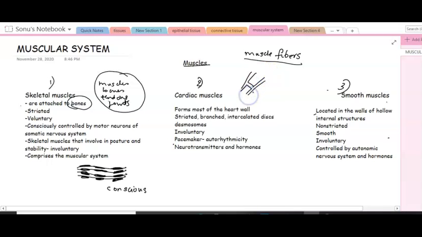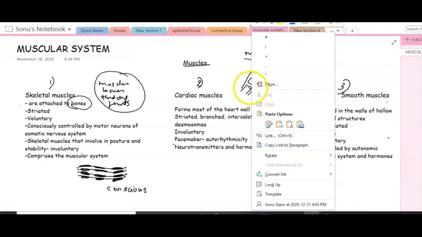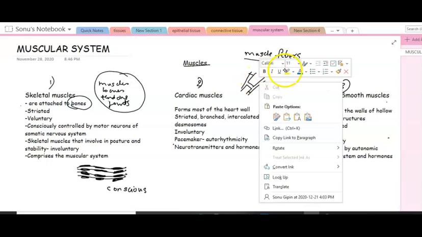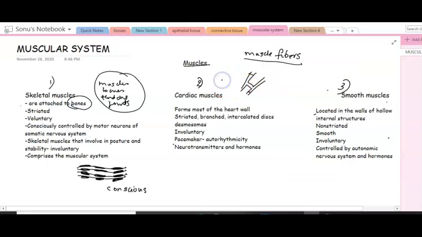And they have one or two nuclei. They also have connections between the fibers, called intercalated discs. All these things give a different appearance to the cardiac muscle, and as the name suggests, it is only seen in the heart wall.